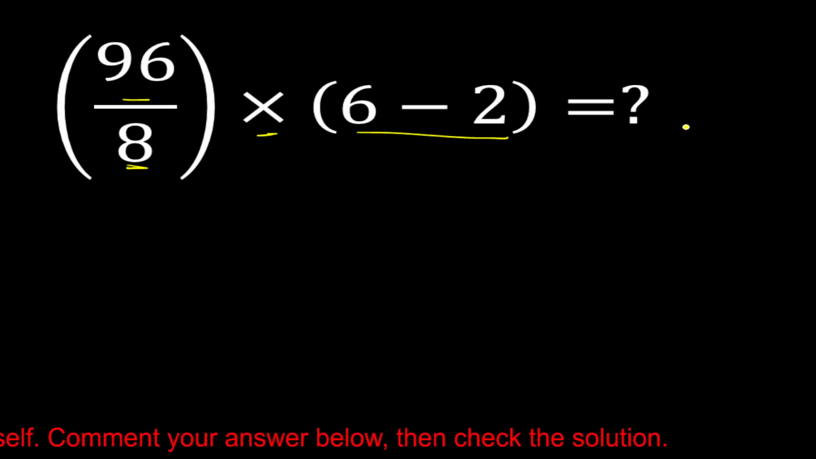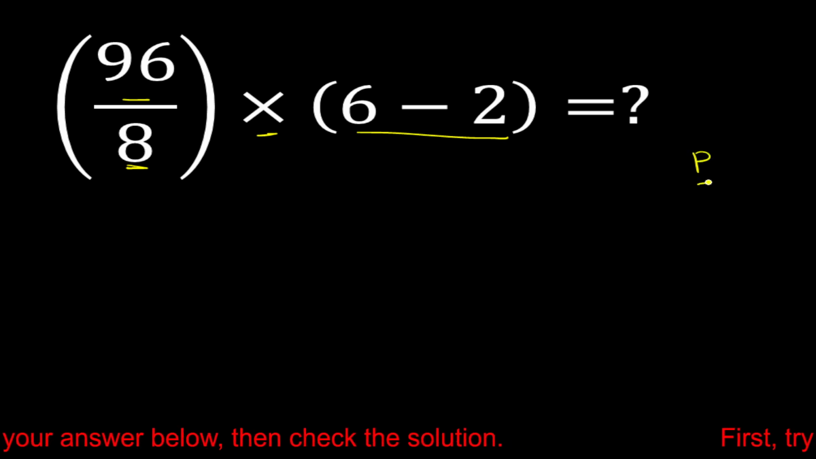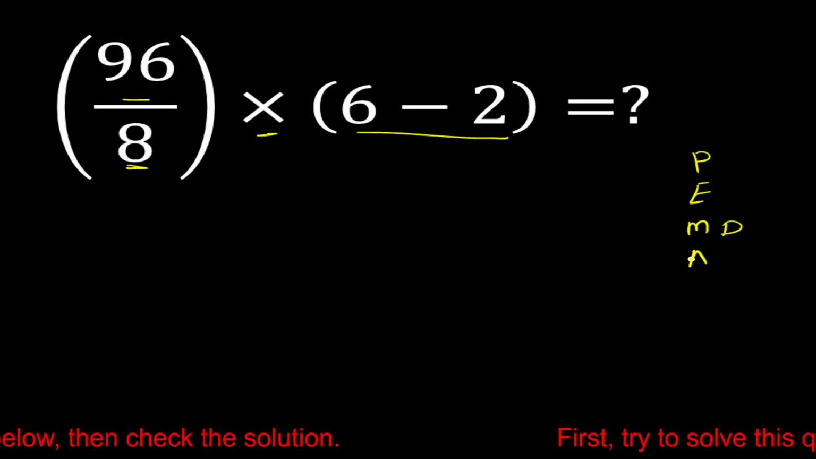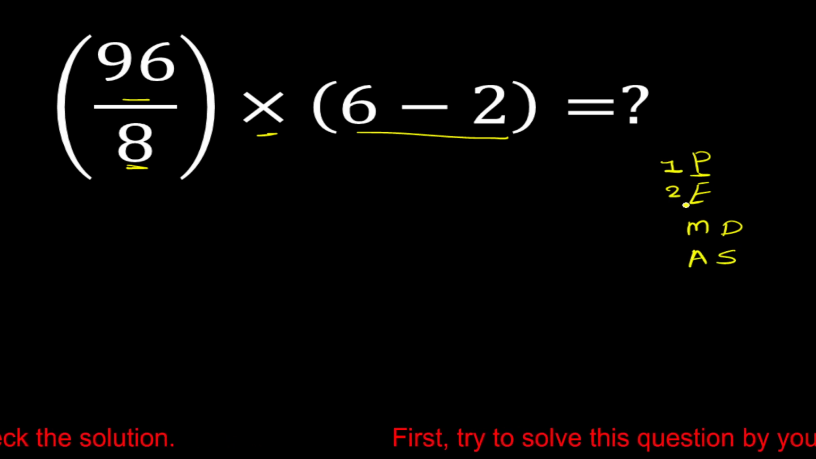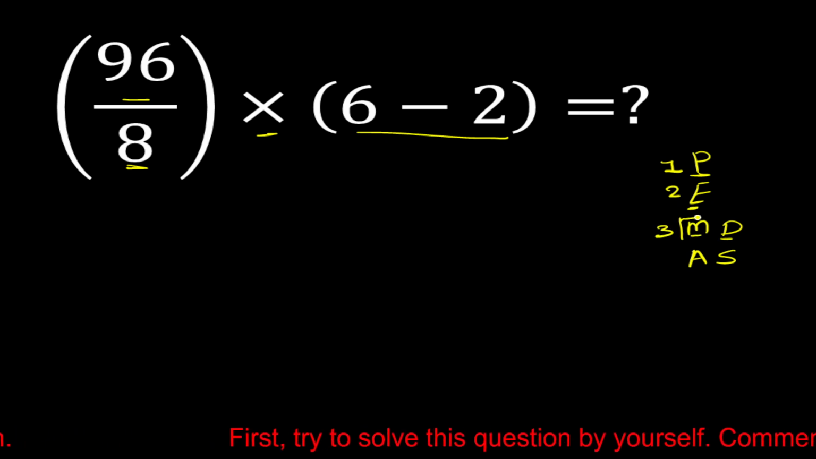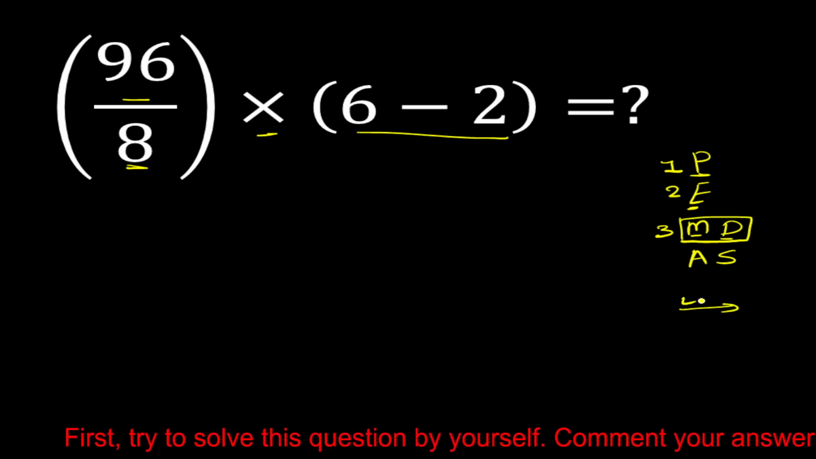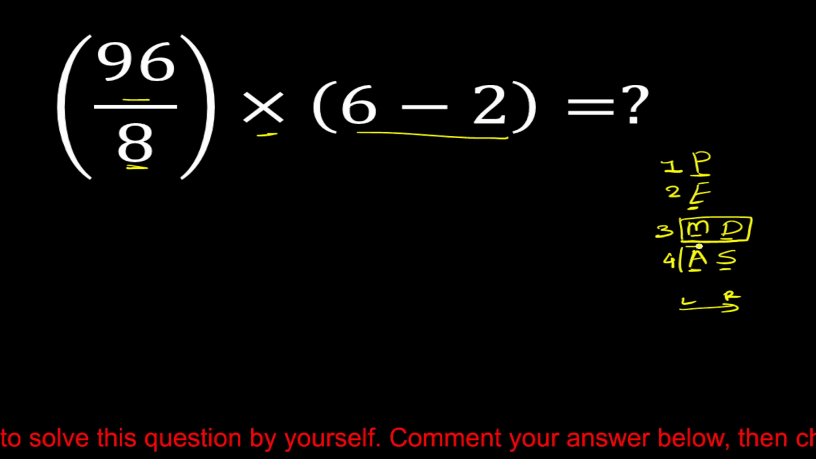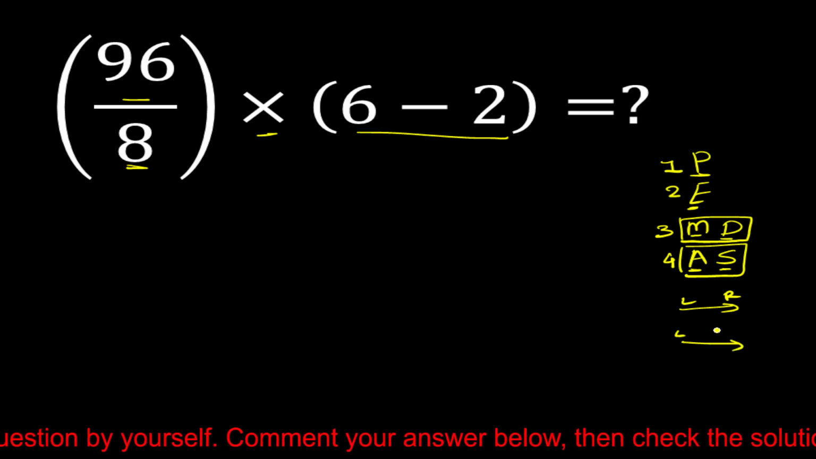Now let's solve this problem correctly by using the PEMDAS rule. According to PEMDAS, first priority is parentheses, second priority is exponents, third priority is multiplication and division. Here multiplication and division both have equal priority, so we have to solve from left to right. Then fourth and last priority is addition and subtraction. Addition and subtraction also have equal priority, so we have to solve from left to right.